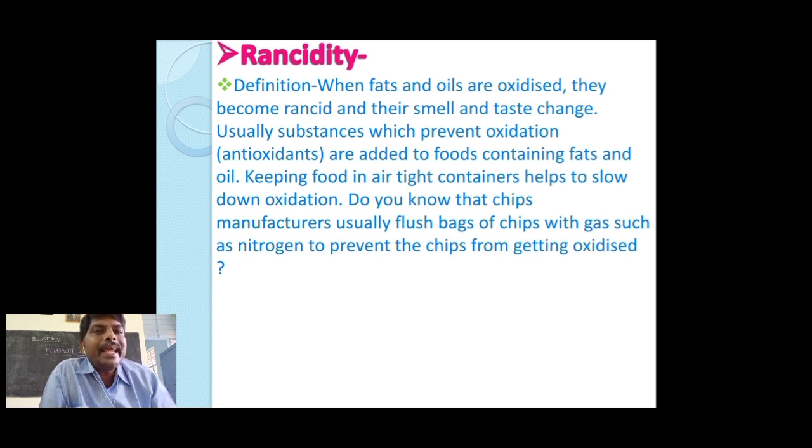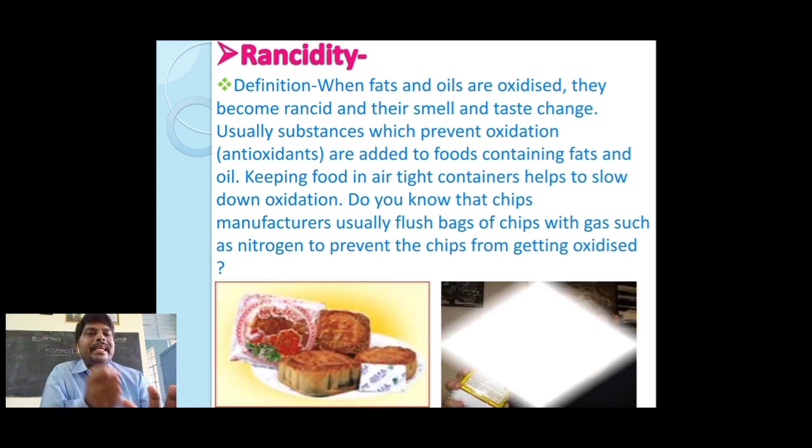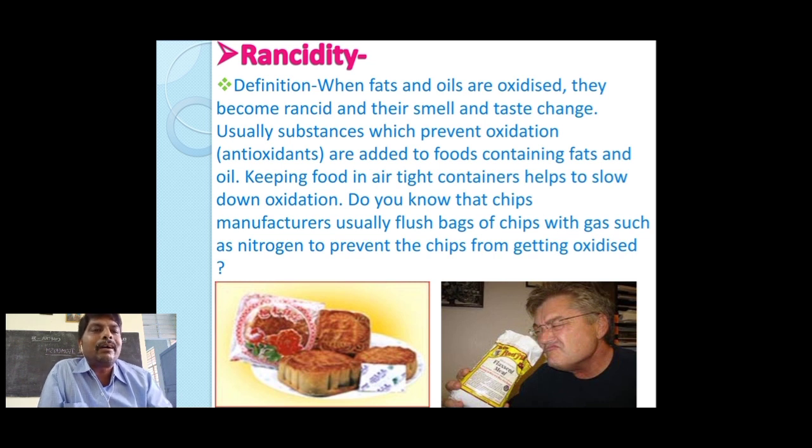Keeping food in airtight containers helps to slow down oxidation. Do you know that chips manufacturers usually flush bags of chips with gas such as nitrogen to prevent the chips from getting oxidized? In Kurkure packets, which gas is filled? Nitrogen gas. It is about rancidity. Rancidity is observed in the case of eatable items prepared with oil. What is the chemical reaction involved in rancidity? Oxidation. What is the chemical reaction involved in corrosion?